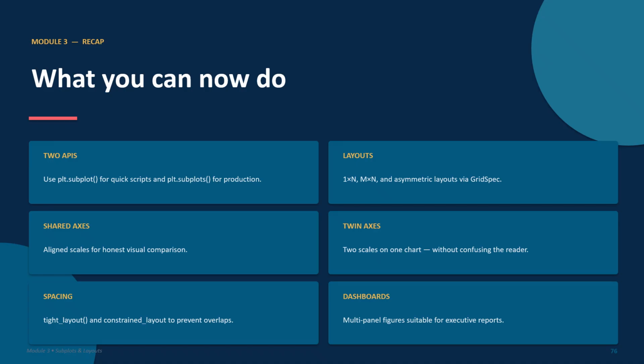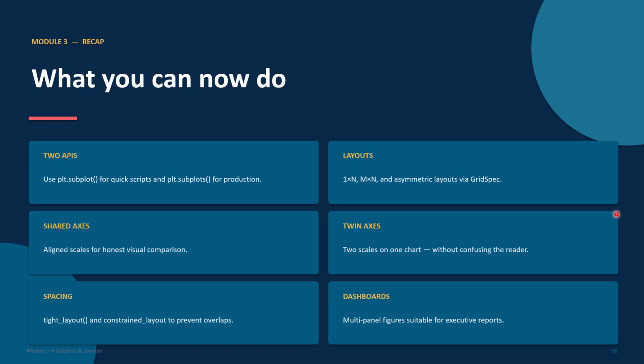So now let us have the recap. Congratulations on completing module 3, the subplots and layouts. Let us recap what we have covered: the two APIs, plt.subplot and plt.subplots, and when to use each. We have seen the different layouts, like 1 by n, m by 1, or m by n, so that you can make a layout properly.